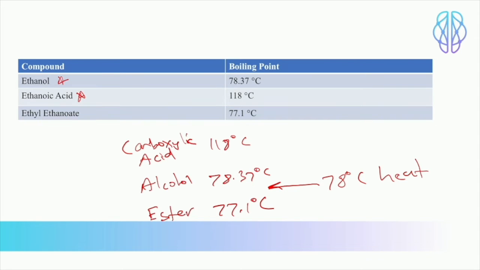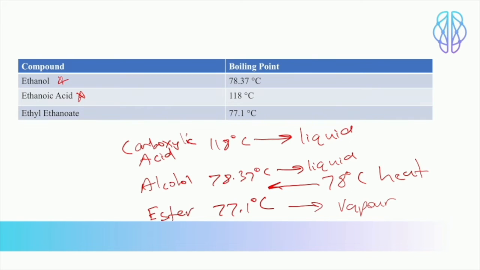What's going to happen is that's higher than the boiling point of the ester. So that's going to become a vapor. It's still lower than the boiling point of the alcohol, so that's going to stay a liquid. The carboxylic acid, 78 degrees Celsius is much lower than its boiling point, so that's also going to stay a liquid. So now I have the carboxylic acid and the alcohol as liquids and have the ester escaping as a vapor.